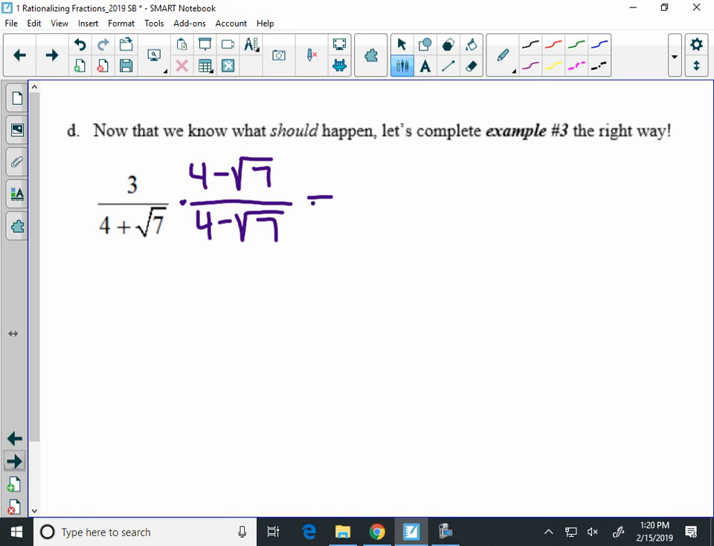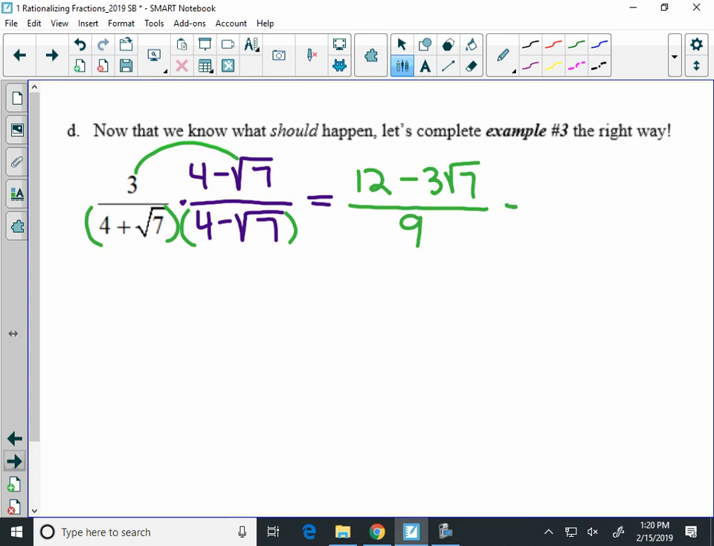Now the numerator is exactly like what we did on the front. You take 3 times 4, which is 12, and 3 times negative radical 7 is minus 3 radical 7. Now we just did this. We just took these two terms right up above, multiplied together, and what did they simplify to be? 9. So now here, it's not always going to work, but does this simplify anymore?